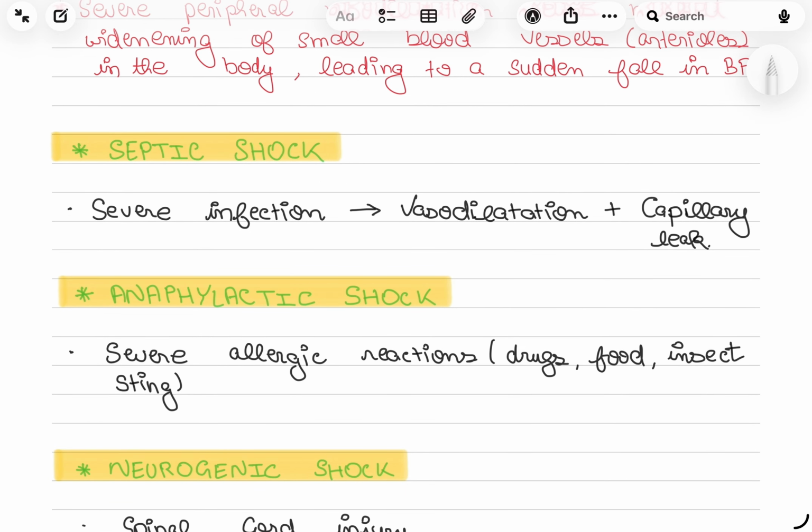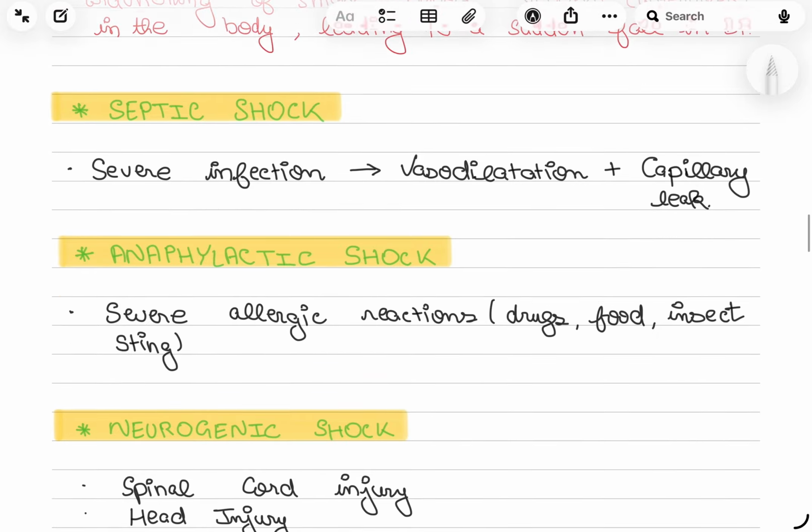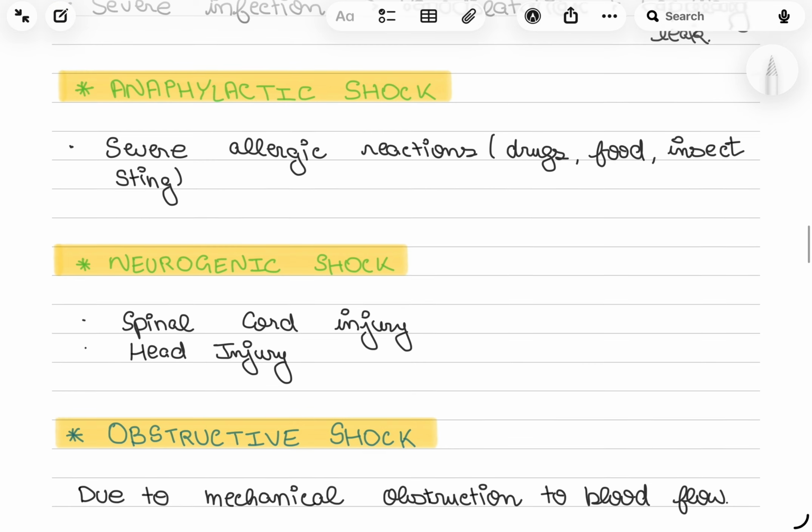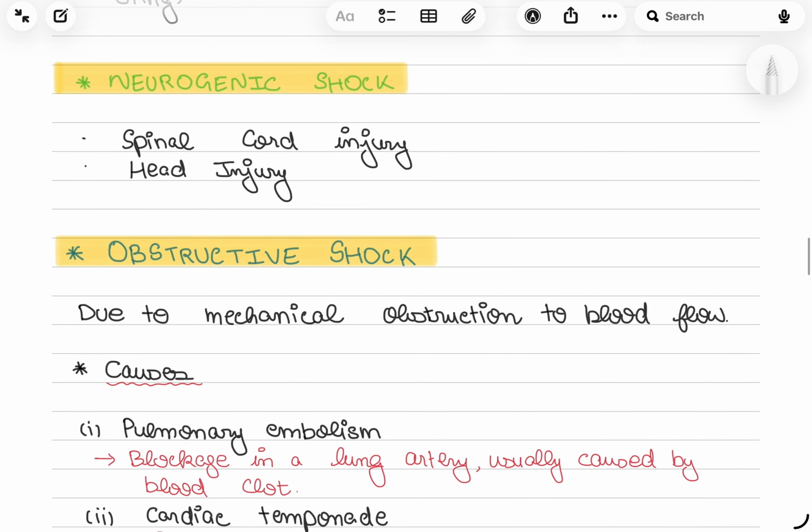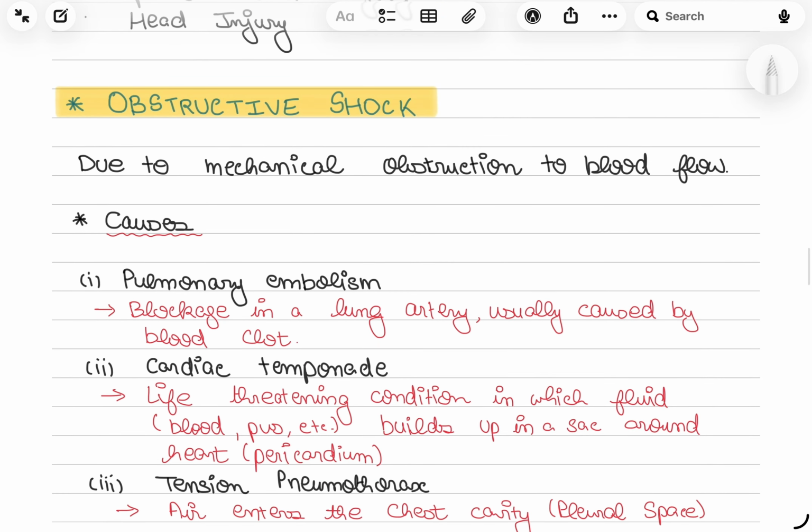So subtypes are septic shock, which occurs due to severe infection, because of vasodilatation or capillary leak. Anaphylactic shock occurs due to allergic reactions. Allergies can be due to medications, drugs, certain foods, and insect bites or stings. Third is neurogenic shock, which occurs due to spinal cord injury or head injury.